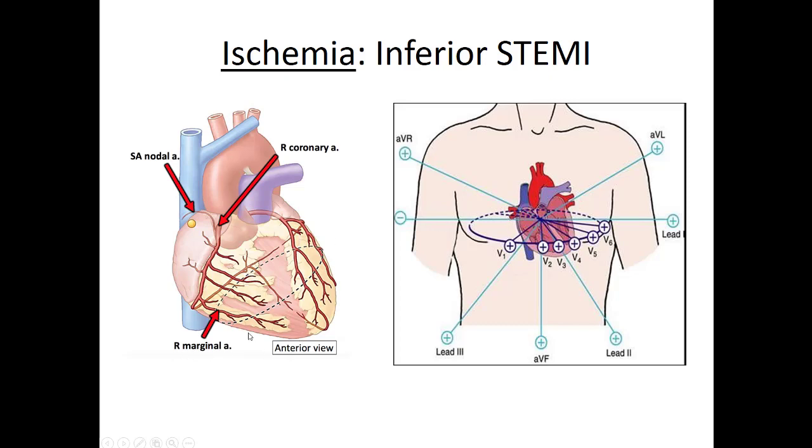And if you think about the territory of these, there's one blood vessel that feeds the sinoatrial node. It's actually the sinoatrial nodal artery, and then the right coronary artery. And both of these things, if there's an inferior infarct, this not only is going to take out this muscle up here, but can also affect the electrical conduction of the heart.